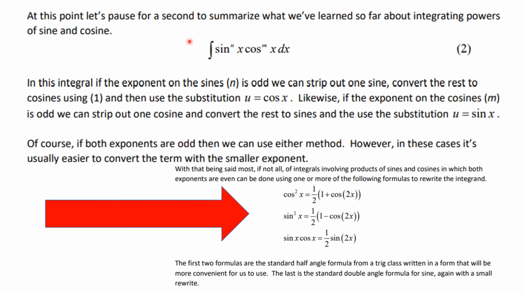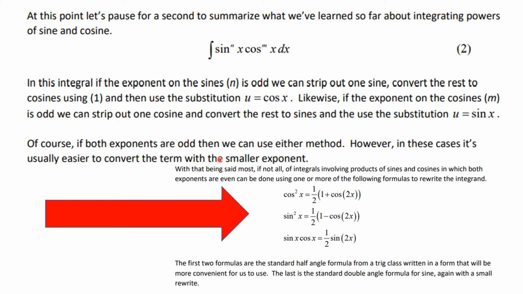At this point, let's pause for a minute to summarize what we've learned about integrating powers of sine and cosine. So we have this, the indefinite integral of sine to the nx, cosine to the mx dx. So if one of them is odd, either the sine or the cosine exponent, we strip out either a sine or a cosine and proceed as we did before.